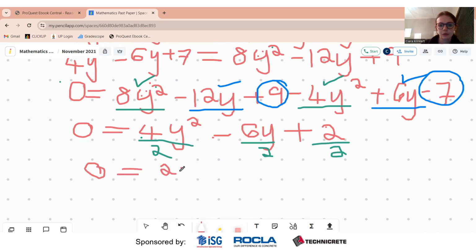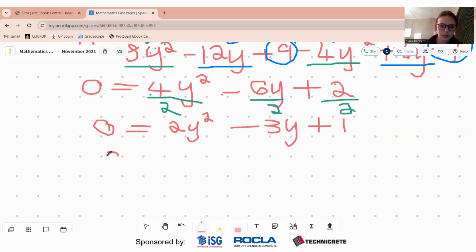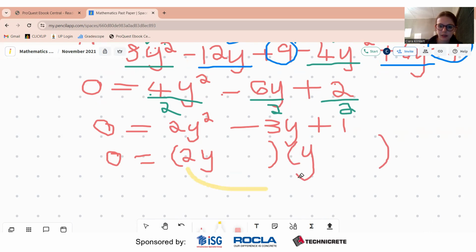Okay, so this becomes 2y squared minus 3y plus 1. So definitely going to be much, much easier to factorize. Because I have 2y squared as my first term, I must have 2y as the first term in the first bracket, and then y as the first term in the second bracket, because when I multiply these out together, if I were to FOIL it, it would give me 2y squared.